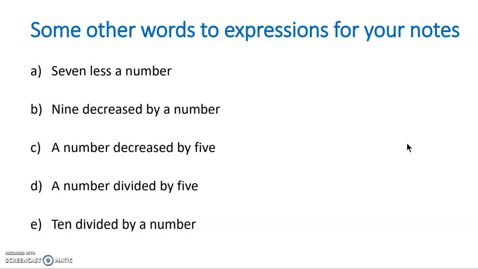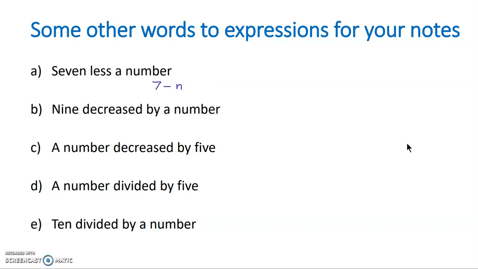But A here is 7 less a number. It's not 7 less than a number. So it's basically saying 7 take away a number. So we're going to say 7 minus n. 7 less a number. B is 9 decreased by a number.